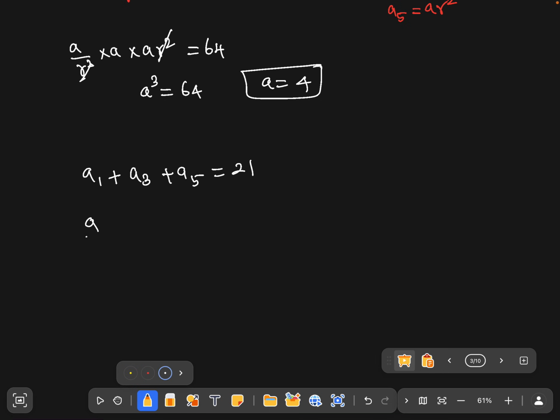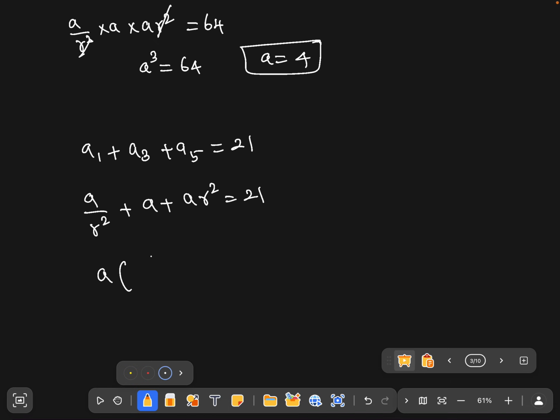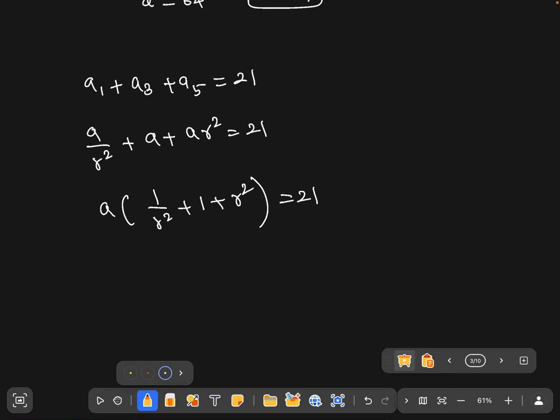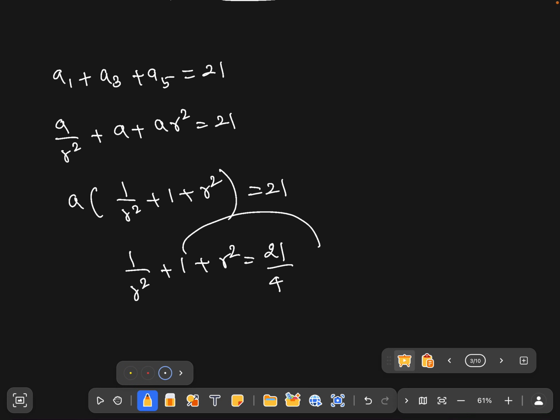Now a1 can be written as a by r square plus a3 which is a, then a5 which is a r square, equal to 21. So we have a as common, so we take it outside. So a times 1 by r square plus 1 plus r square is equal to 21. Then 1 by r square plus 1 plus r square is equal to 21 by 4. Then 1 goes to this side, which means it will be negative. So 1 by r square plus r square equal to 21 by 4 minus 1. So 1 by r square plus r square equal to 17 by 4.